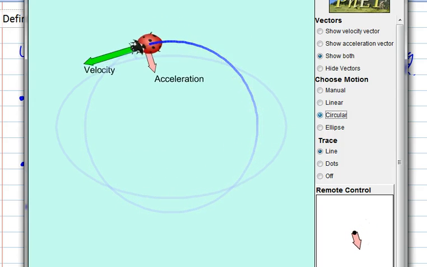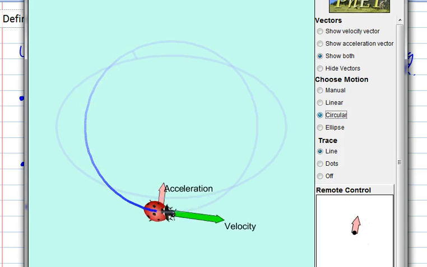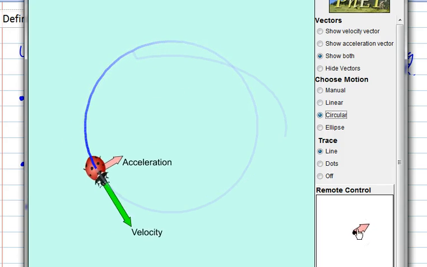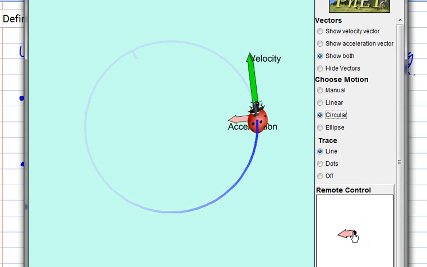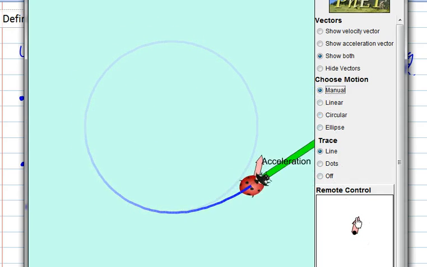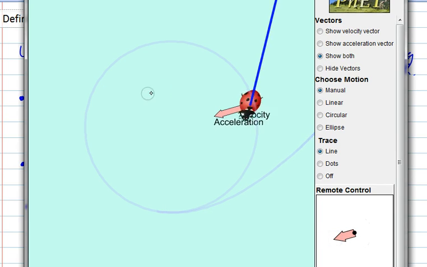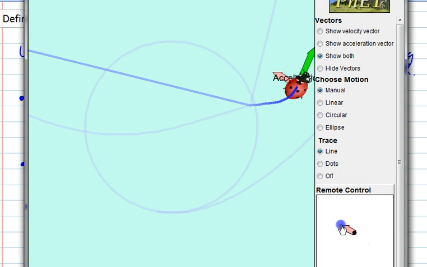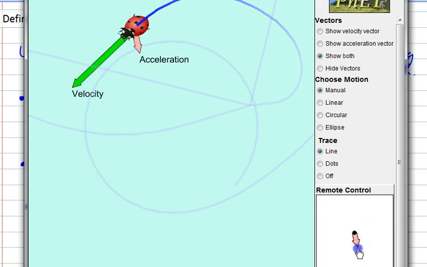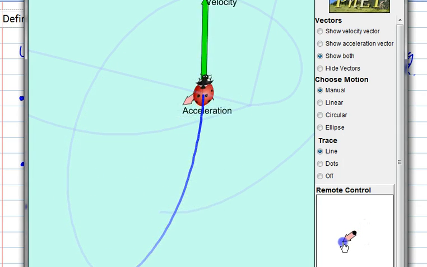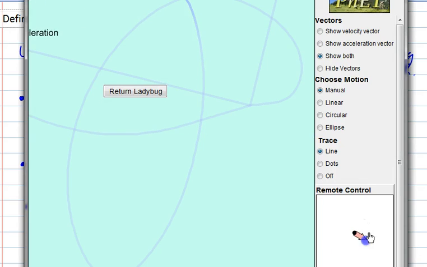Okay, and a neat thing to do is, if you want to try this, this app is called Ladybug Motion. Download it, and down here in the remote control, this is the acceleration. Put it on manual mode and try to get that ladybug to go in a circle. It's a lot tougher than it looks. And see what you have to do with that acceleration vector. Notice what I have to do. Doing a really bad job of it. Okay, well, you can try that.